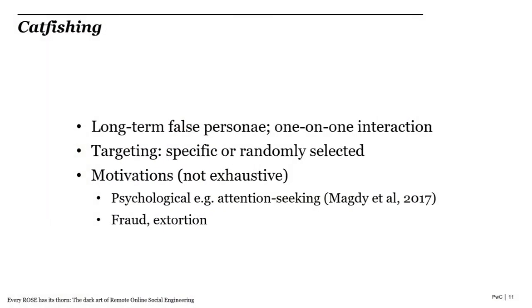Okay, and then there's catfishing. So I've looked at catfishing separately because Rose attacks are a kind of variant of catfishing. So catfishing involves the creation of long-term false personae, typically targeting just individuals who may be randomly selected or they may be specifically selected. And historically, the motivations for catfishing have either been psychological, so attention-seeking or romantic, or they've been criminal with regards to kind of fraud and extortion.